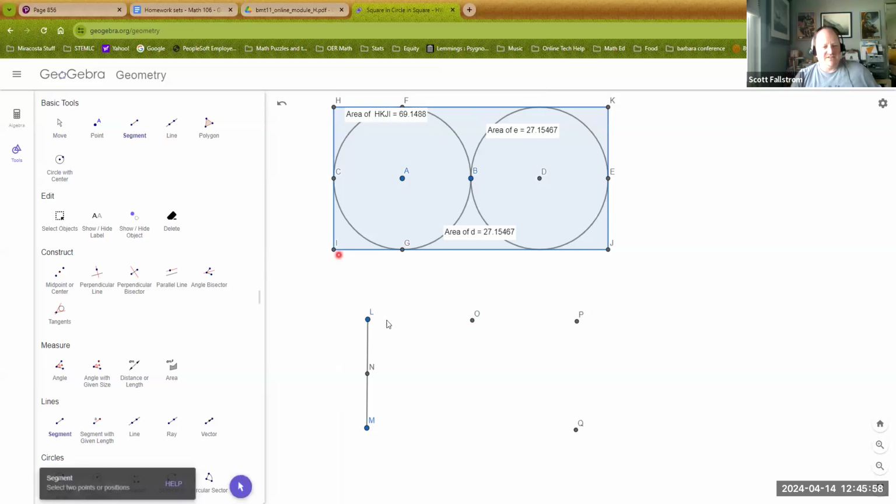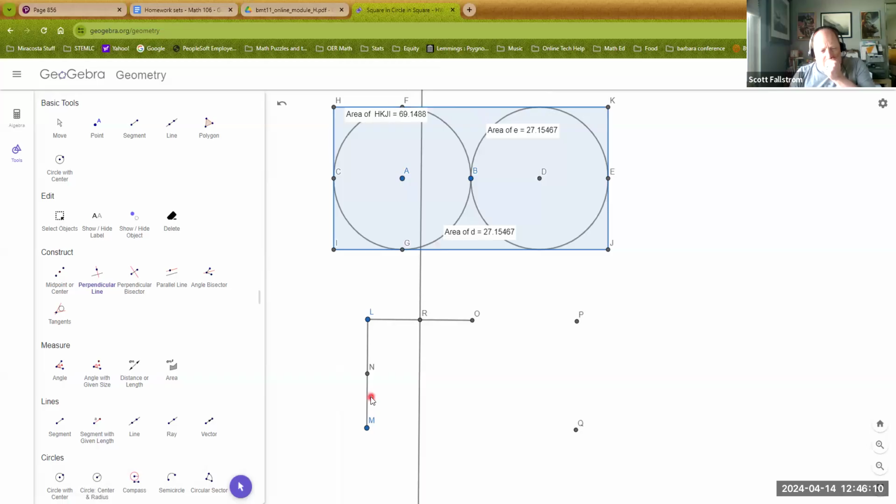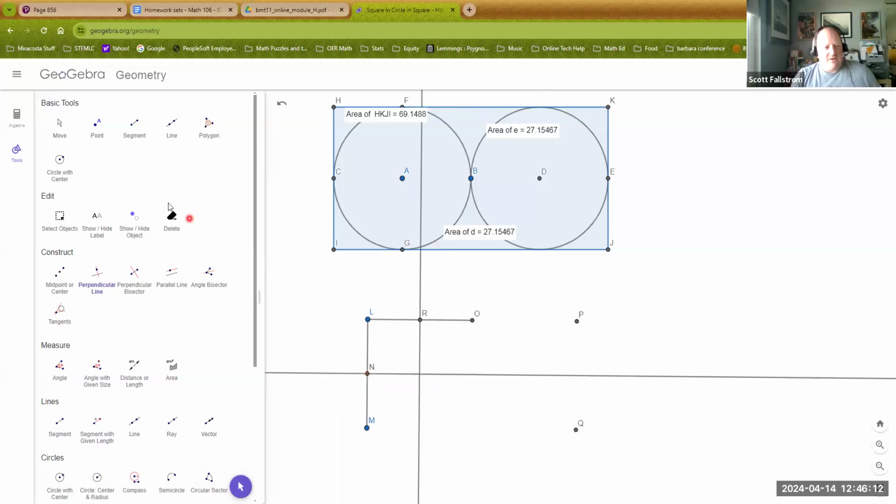I'm going to build a segment from L to O, and I'll build the midpoint. And then I'm going to build a perpendicular line. And I'll make a perpendicular line with N, and that will be exactly where I want one of my circles to be. So my circle with this center goes right here. There's one of them.